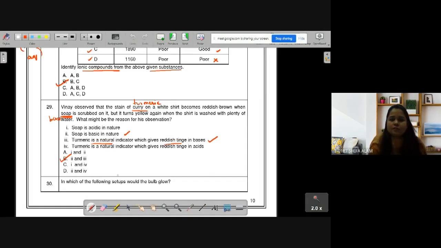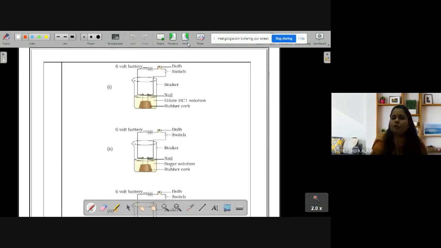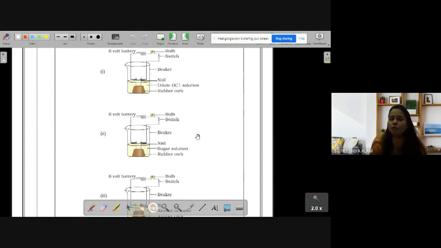The question is, in which of the following setups would the bulb glow? We are noting that the sample paper has provided a lot of questions from the activity section. So it is very, very essential for each and every student to go through the activities of the chapters very well.